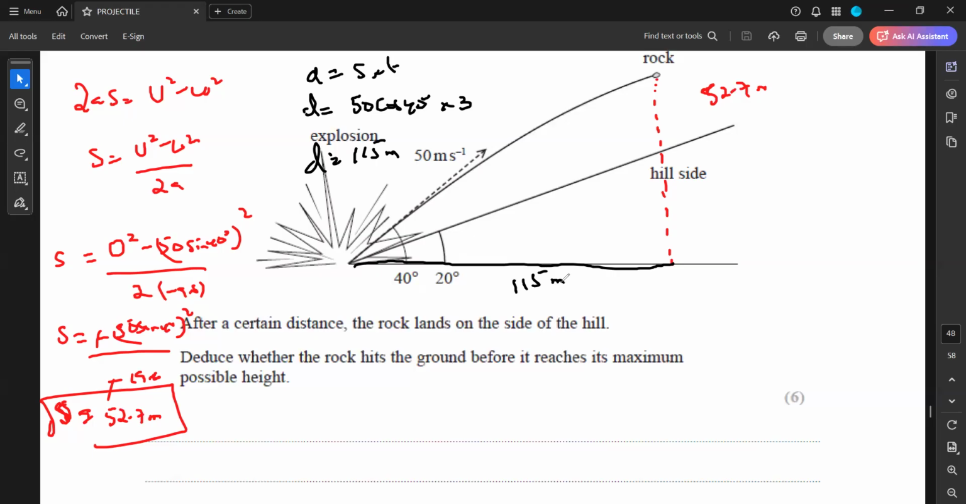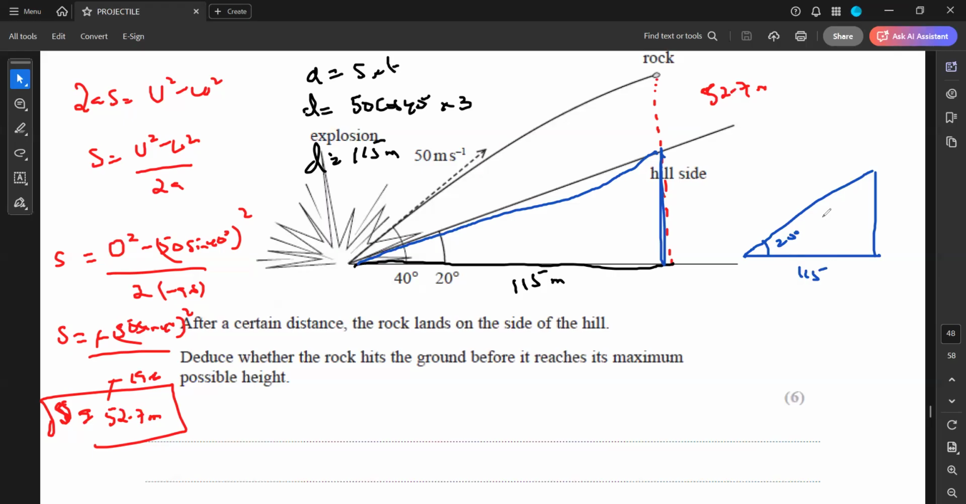Okay. Now we'll find the height of the hill. If the length is 115 meter, what will be the height of the hill? If the height of the hill is more than 52.7, it means the rock will definitely hit the hill. If the height of the hill is less than the maximum height of the rock at this position, then we can identify that it won't hit. So what about the height of the hill? You will use a triangle. The angle is 20 degrees and this is 115.